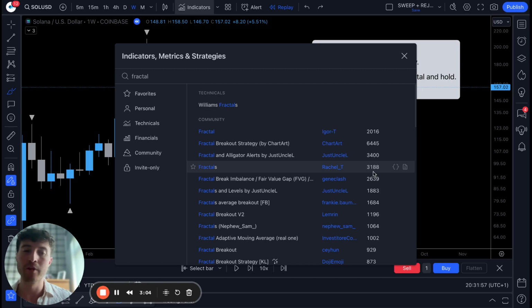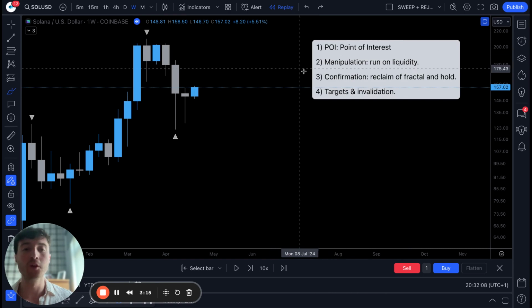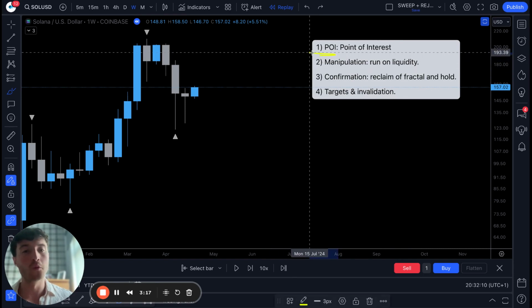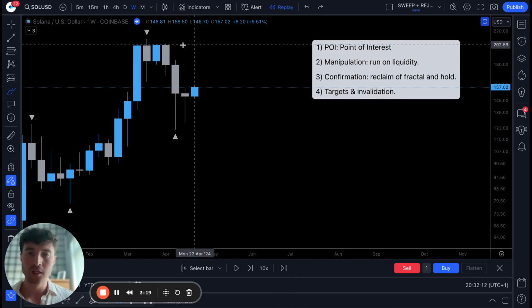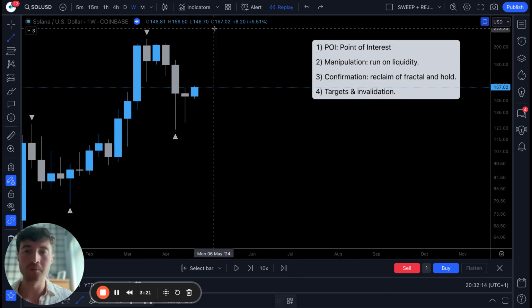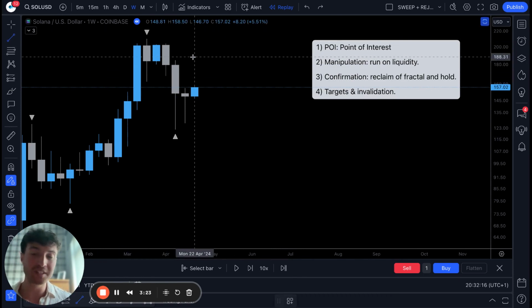At the moment, there's about 3.2k subscribers to that indicator. So apply that to your chart, maybe add it to your favorites so you've got that bookmarked. Okay, and that's ultimately what we're going to be using to identify number one, which is our point of interest. So let's mark this on. This is the weekly time frame. This is our higher time frame point of interest, our higher time frame perspective.